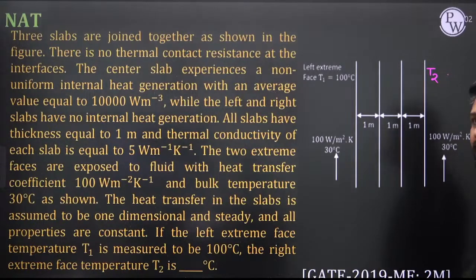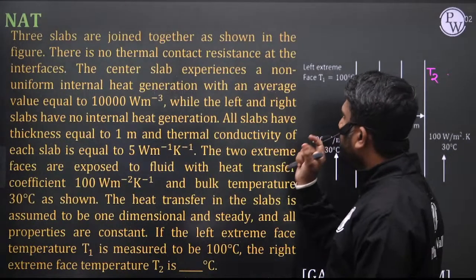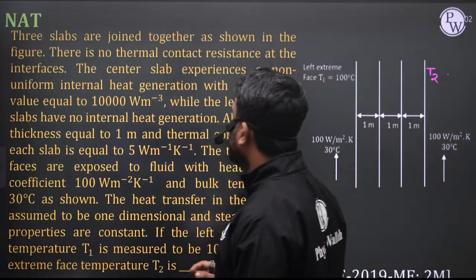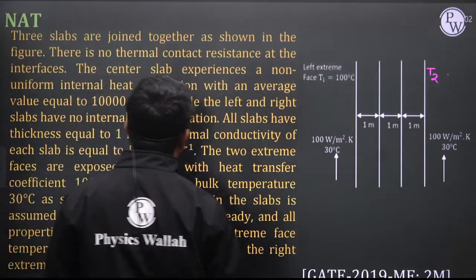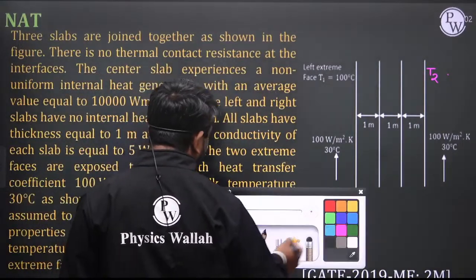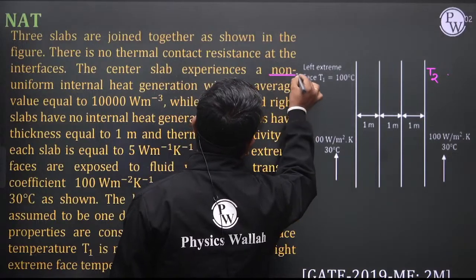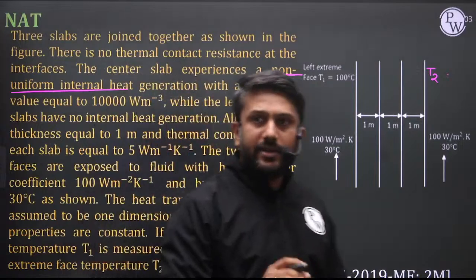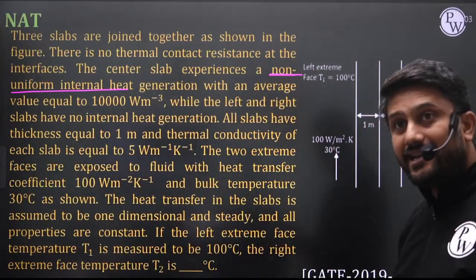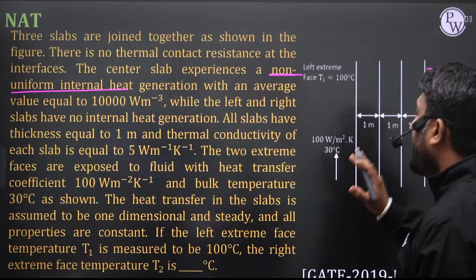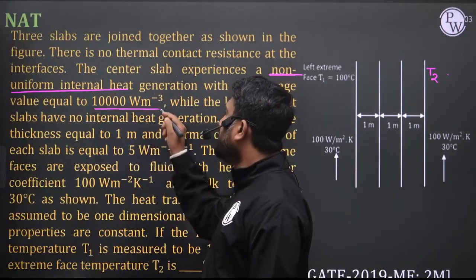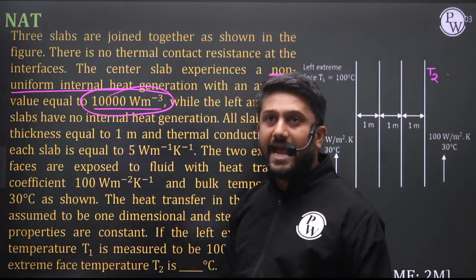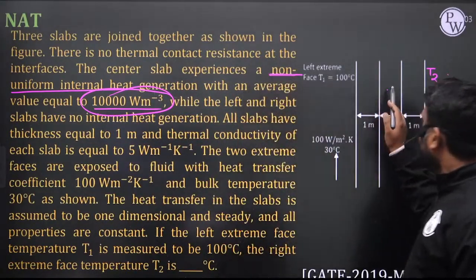Right? Okay. Now come to one very important line. The line is: the center slab experiences non-uniform internal heat generation. Focus on this line. Non-uniform internal heat generation occurs at the center slab, and the average value of heat generation mentioned is 10,000 watt per meter cube. Actually, in this slab, the heat generation is non-uniform.